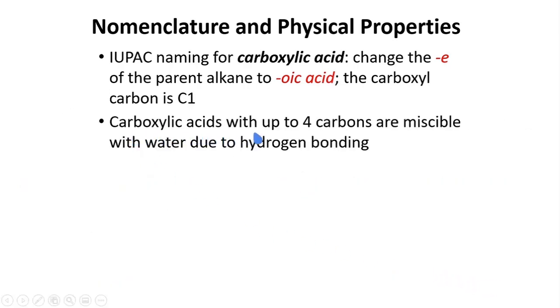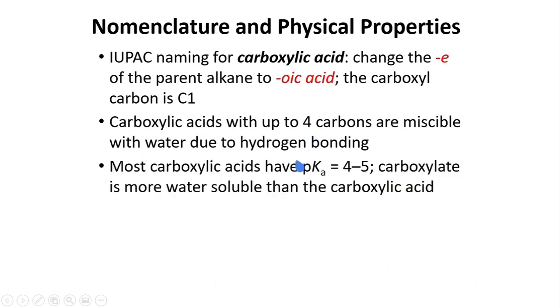Carboxylic acids with up to 4 carbons are miscible in water due to hydrogen bonding. And most carboxylic acids have a pKa of 4 to 5. That means at neutral pH, the major form of carboxylic acids is the carboxylate. The carboxylate is more water soluble than the carboxylic acid because it has a negative charge.